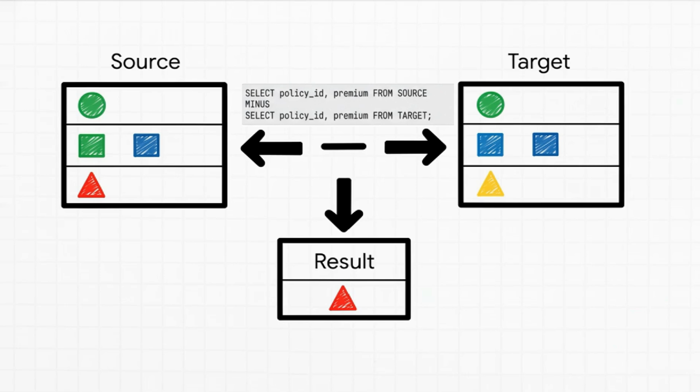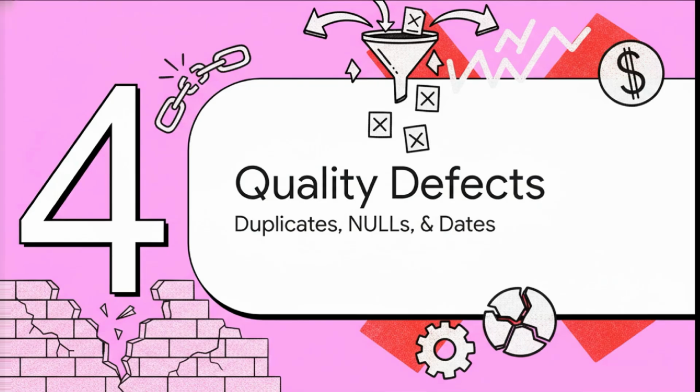So finding mismatches is huge, but what about data that arrived, but it's just plain wrong? Let's move on and hunt for a totally different class of problem. Those critical data quality issues, things like duplicates, empty fields, and bad dates that can cause huge business and financial problems.